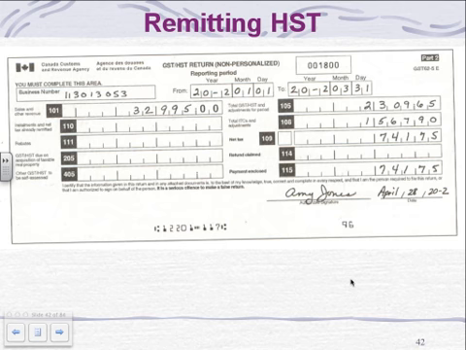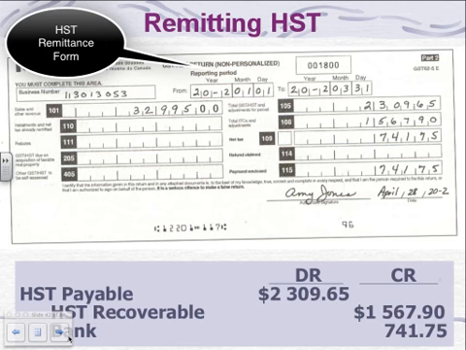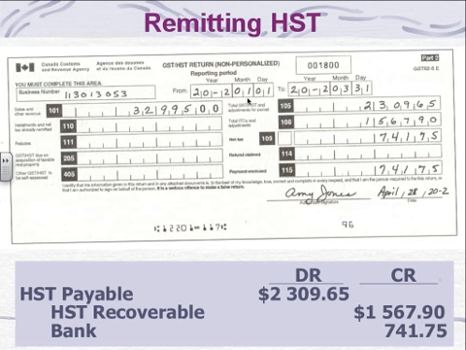Okay, now looking at remitting your HST. You can see that the total GST or HST that was in the payable account was $2,309.65, is given to you right there. So if we want to close out that liability account, you'd have to close it out with a debit. So HST payable is debited for that amount. If you think about your T accounts, you will now have a nil balance.